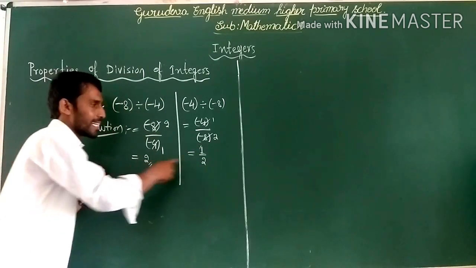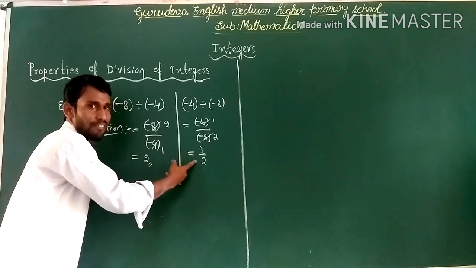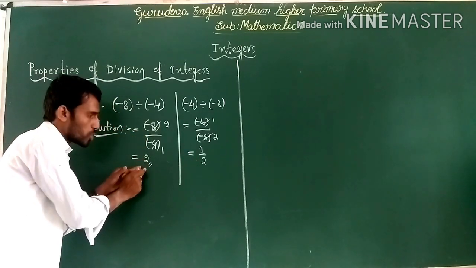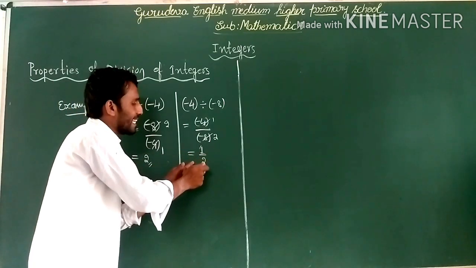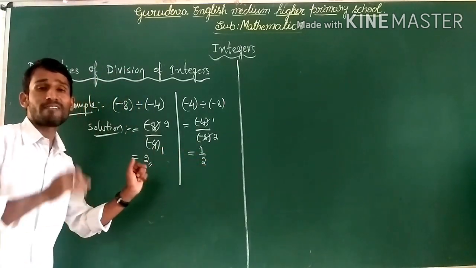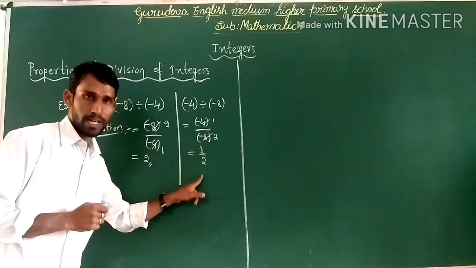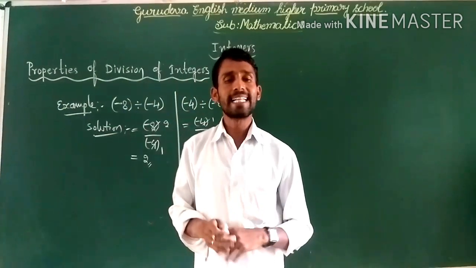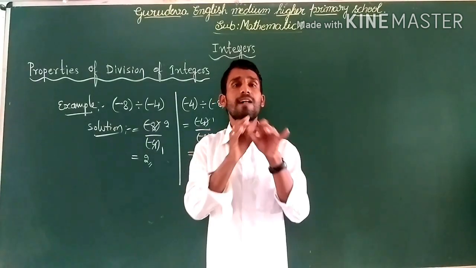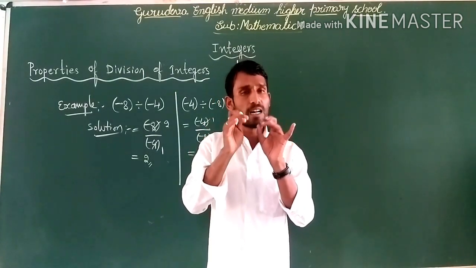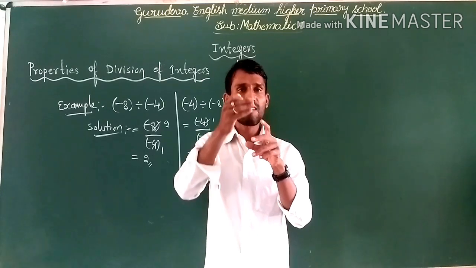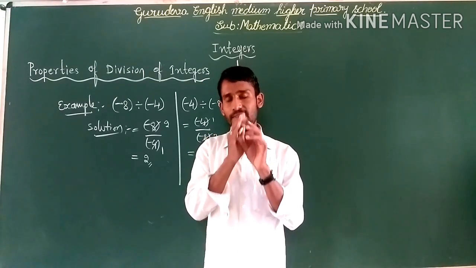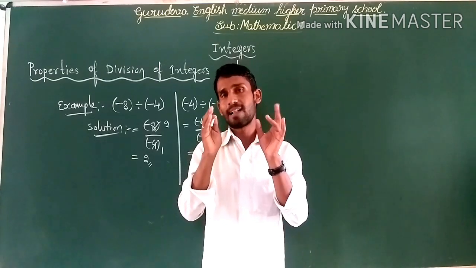You observe here that both answers are different. In the first problem we got 2 as the quotient. In this problem we are getting 1 by 2 as a fraction. So from this example we have to understand that division is not commutative for all numbers. When we change the order of the integers in division, we are not getting the same answer.